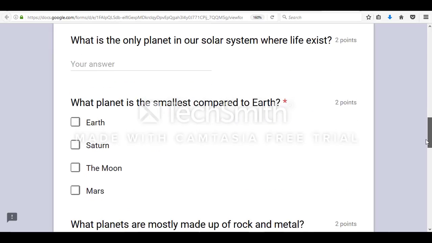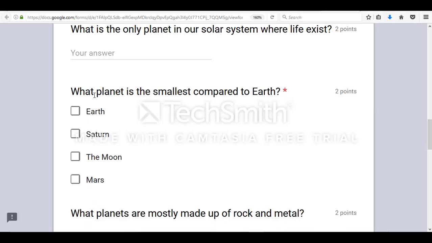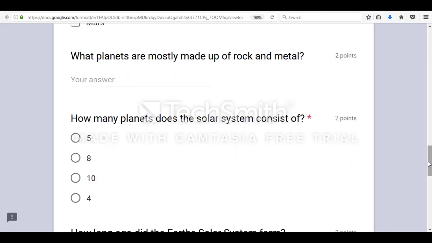The next question that I have required is, what planet is the smallest compared to Earth? So I want my students to know what planet is the smallest, what planet is the biggest, and what planet is the closest to the sun. And this is one of those questions. Next is, how many planets does the solar system consist of?